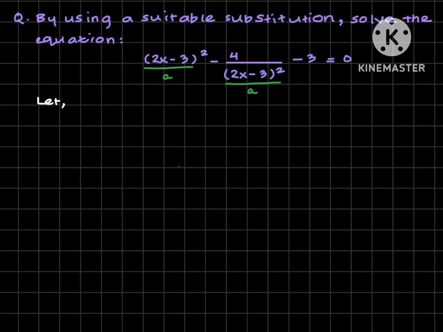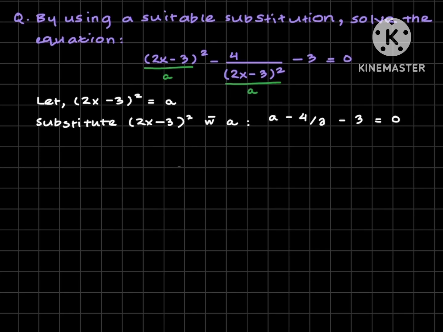So let (2x - 3)² be equal to the variable a. Now, we are going to substitute (2x - 3)² with this new variable. We will get a - 4/a - 3 = 0. So now we have a new equation, and we can solve this equation, which is much simpler.